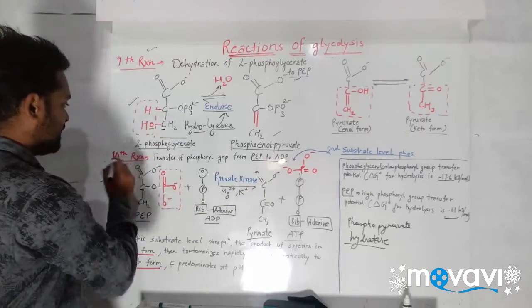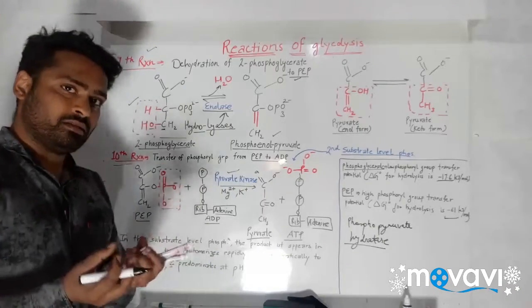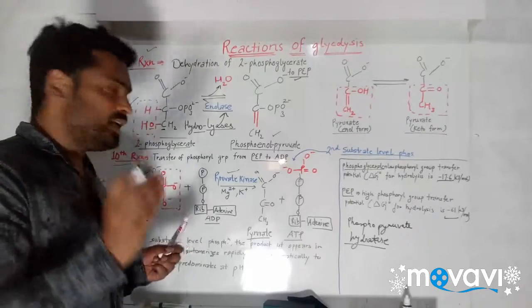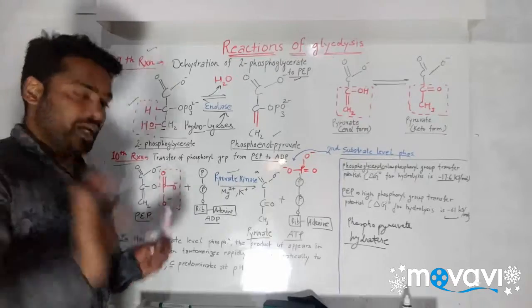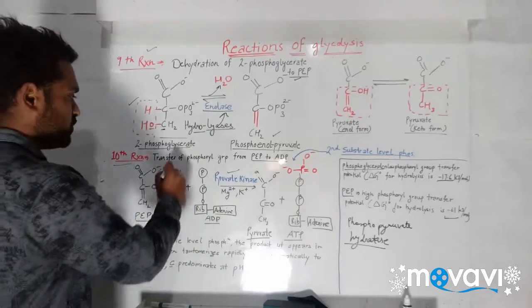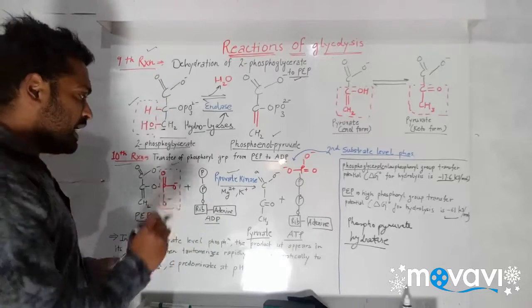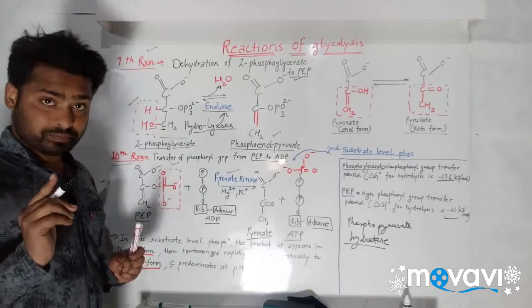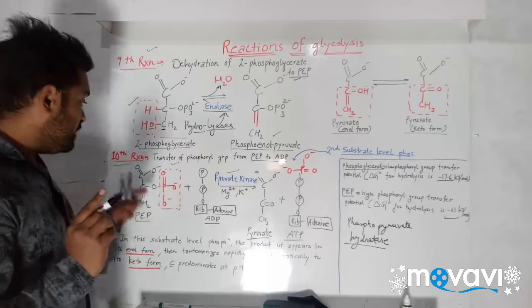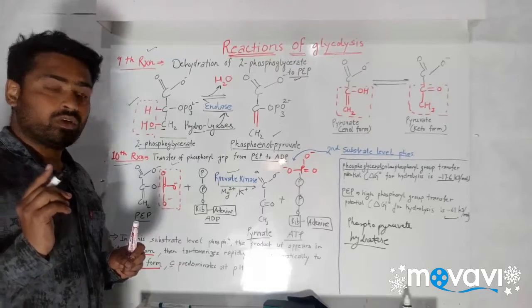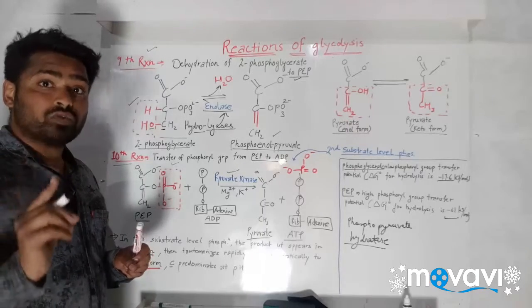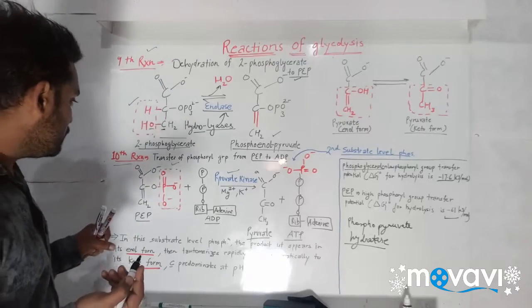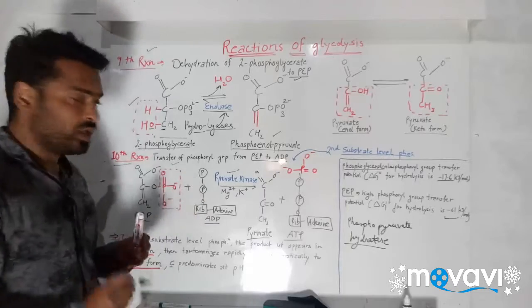Because if we see this 10th reaction, which is catalyzed by pyruvate kinase, the enzyme is going to transfer the phosphoryl group from the substrate to the ADP. The last instance where we saw this kind of process was the 7th reaction, where we converted 1,3-bisphosphoglycerate into 3-phosphoglycerate, and we transferred the phosphoryl group to ADP.